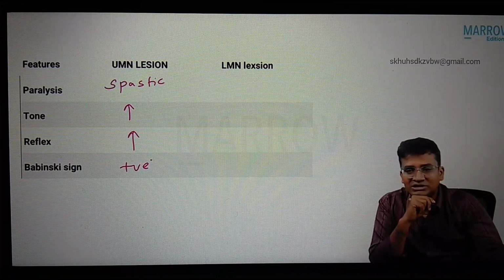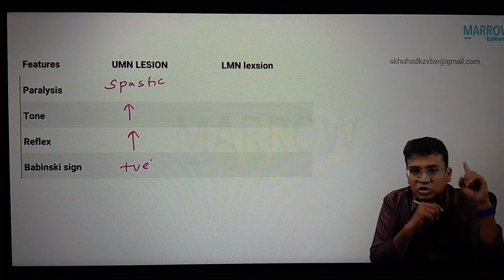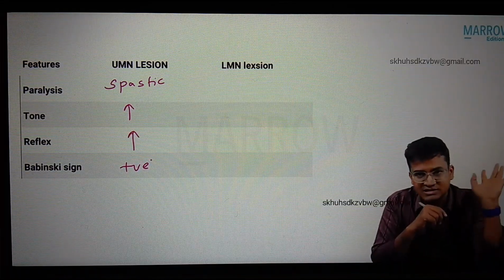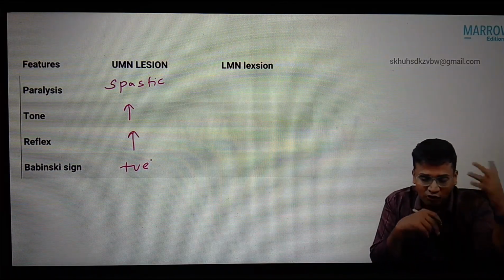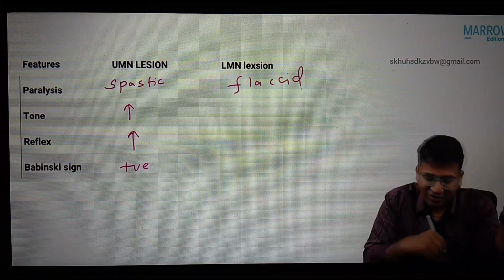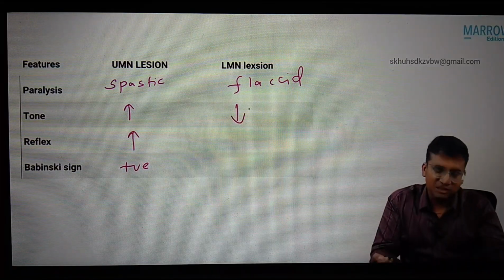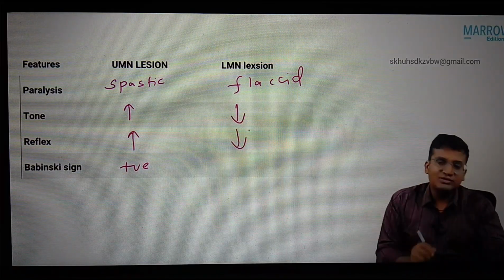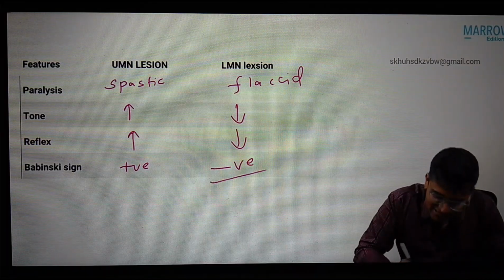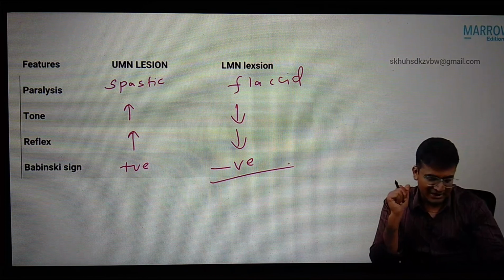Now what about LMN lesion? Now we have a lesion in the lower motor neuron. So no fiber will go to the target muscles. No fiber going to target muscles means, now what type of paralysis do you get? Flaccid paralysis. What happened to the tone? Tone will decrease. What happened to the reflex? Reflex will decrease. And the Babinski sign is negative. Clear? Very simple. Okay, right.